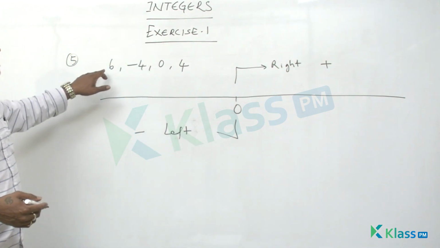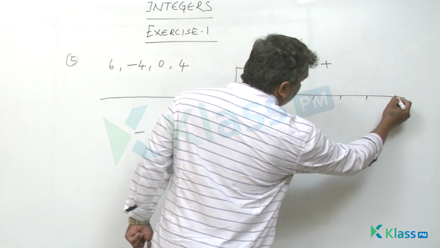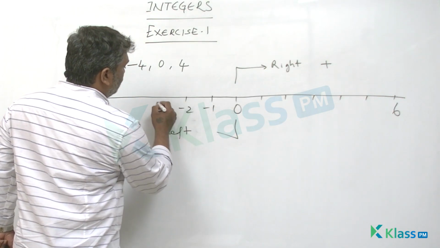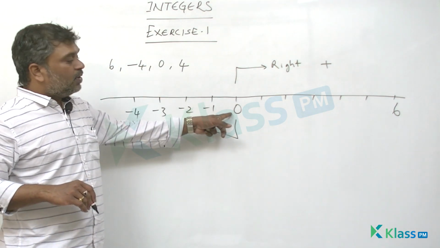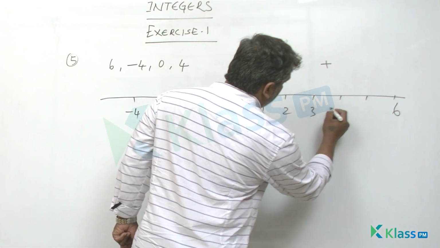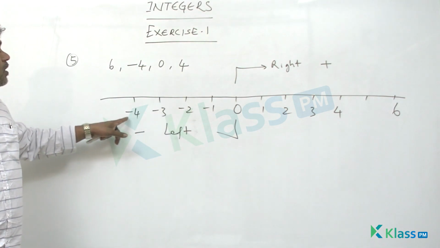So, let us see. Now 6: 1, 2, 3, 4, 5, 6. The next one is minus 4: minus 1, minus 2, minus 3, minus 4. The next one is 0, already we mentioned. The next one is 4: 1, 2, 3, 4. So, for explanation purposes, I wrote all the numbers.